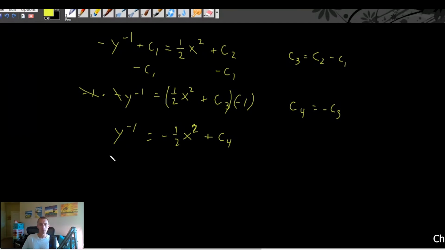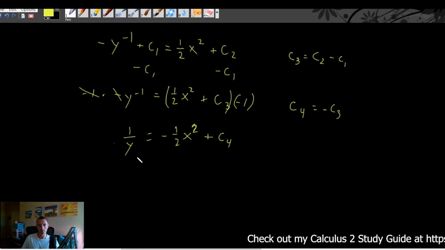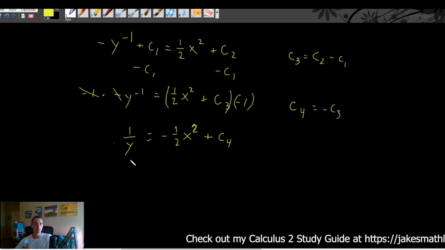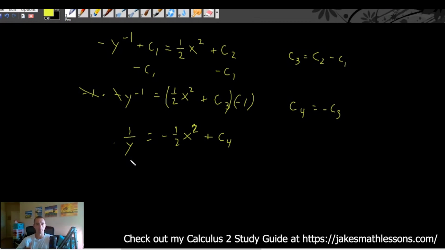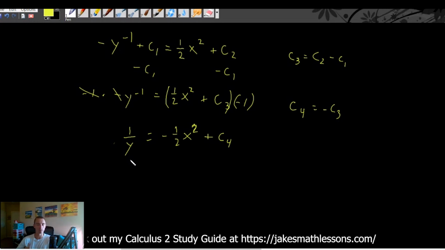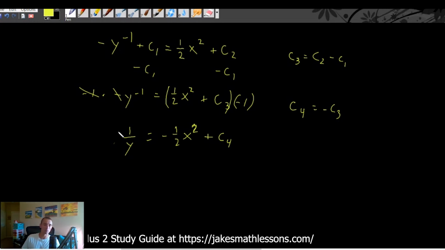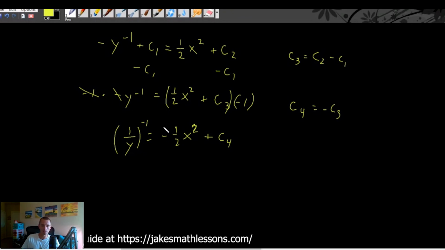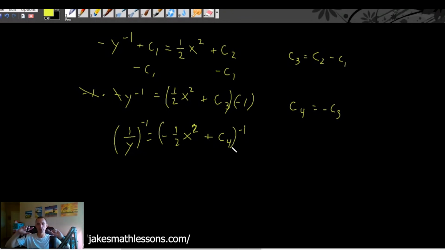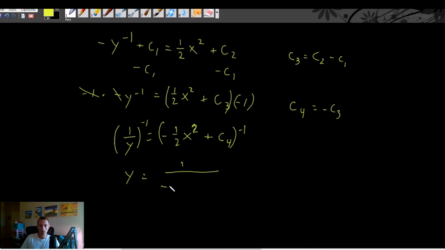Okay. So then keep in mind that y to the -1 is actually the same as 1 over y. So there are a couple ways to think of it, but the shortcut way is we can raise both sides to the -1 power, essentially flipping both sides of the equation over as a fraction, leaving us with y equals 1 over negative 1/2 x squared plus C4.